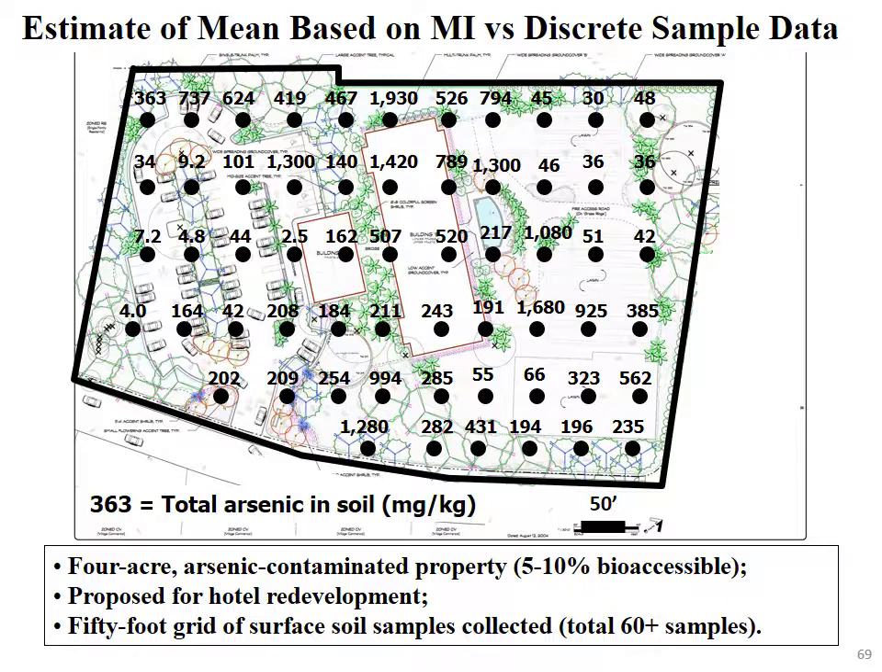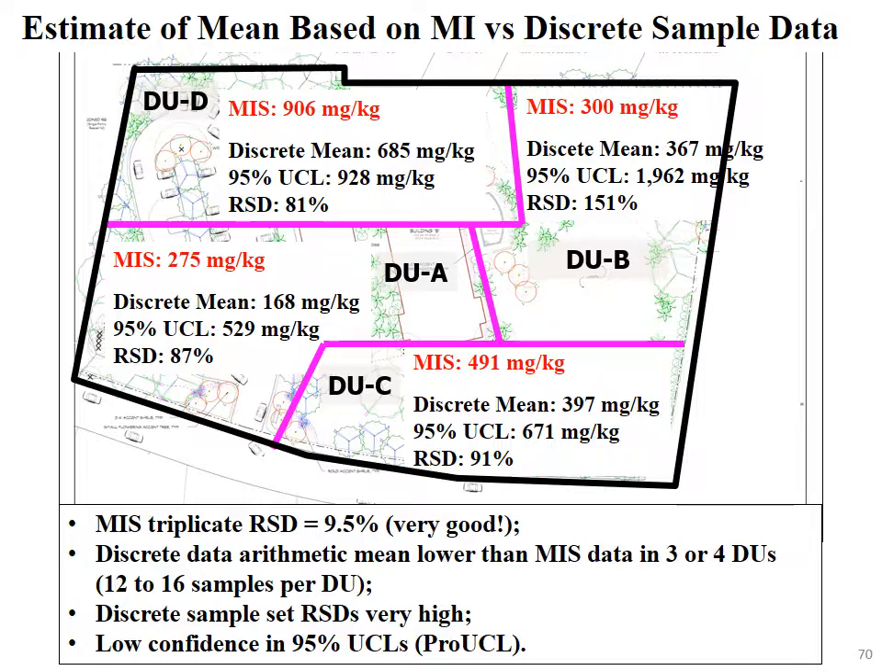And split it up into 4 decision units based on the discrete data where it looked like there were higher concentrations of arsenic in some areas than others, and also on how the site was going to be redeveloped for exposure area type decision units. And here's what they got there. Multi-increment samples, DUs A, B, C, D, 906 ppm in D. DU A, 275 ppm, DU C, 491 ppm, DU B, 300 ppm. I think these might have been 30, 40, 50 increment samples.